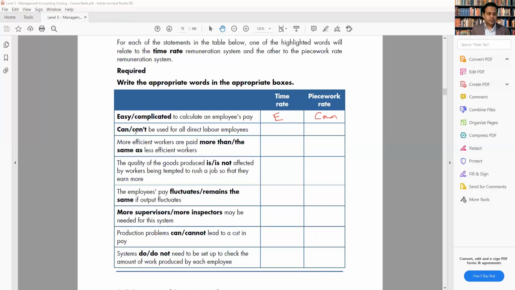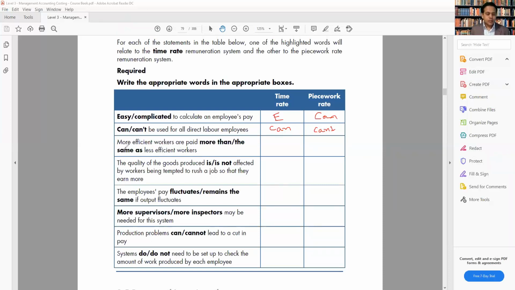Then the next one we have is can or cannot be used for all direct employees. So time rate can or cannot be used for all direct labor employees. What do you think? It can be, isn't it? Can be, yes. And the piecework will be cannot be.